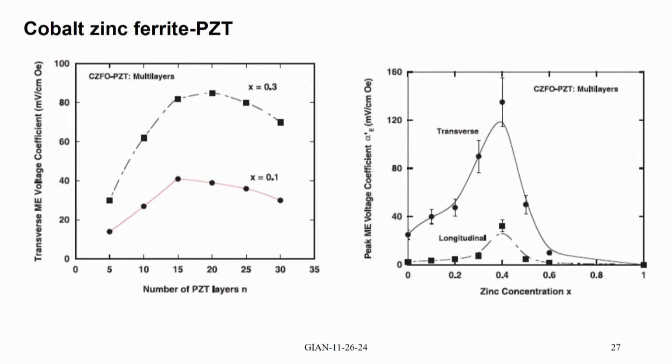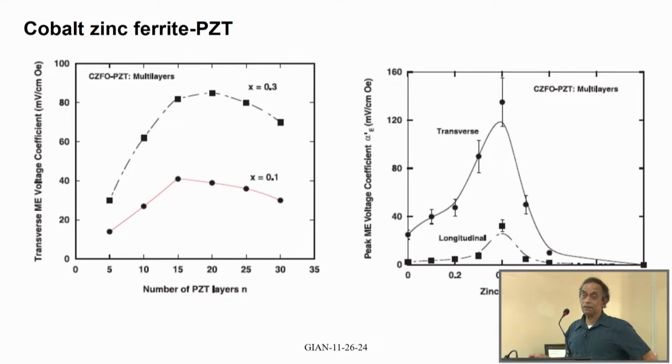These are the values for two different zinc substitutions, 0.1 and 0.2. And the values for cobalt zinc ferrite are much smaller than nickel zinc ferrite. The reason being that when you calculate the piezomagnetic coefficient, nickel zinc ferrite has higher values compared to cobalt zinc.